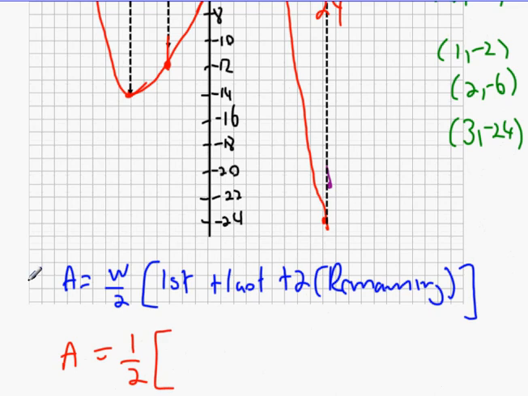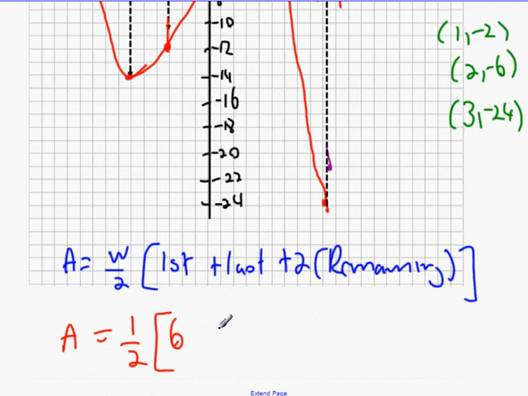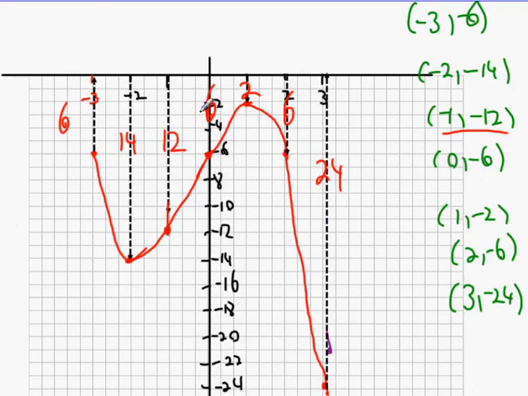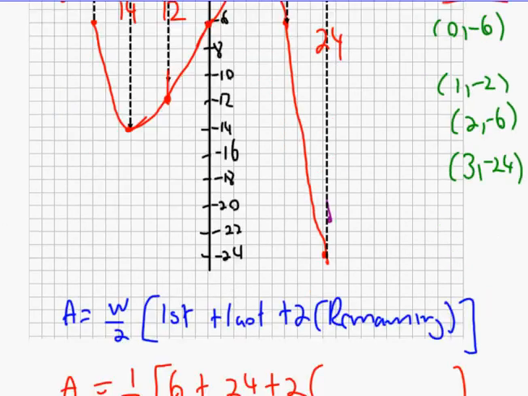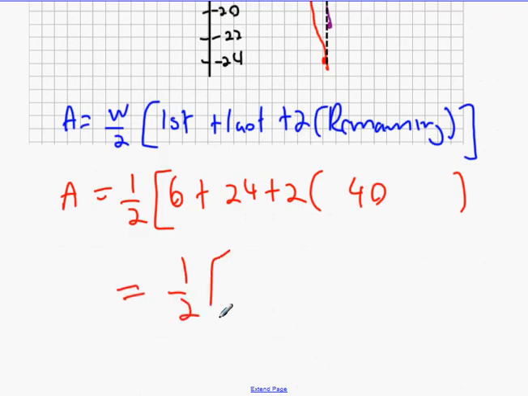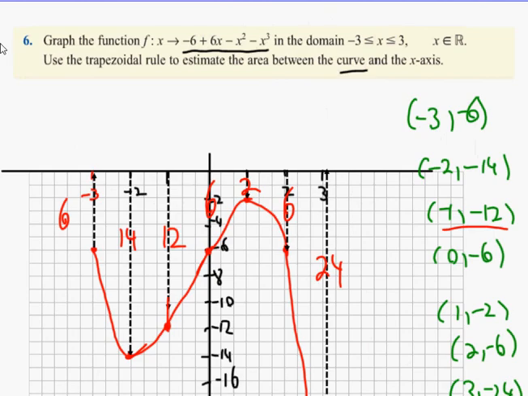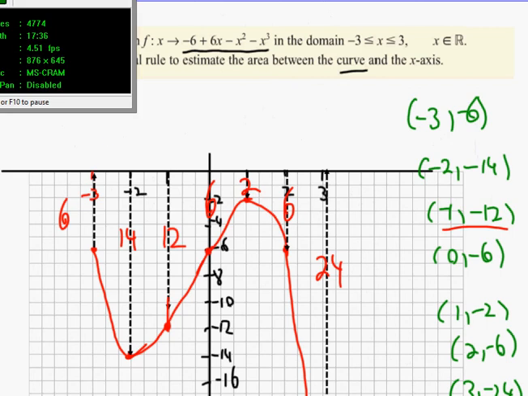Now, 1 over 2. What's the height of your first one? 6. Your height of your last one? 24. 2 times your remaining. You got to add them together. 14 plus 12 is 26. 26 plus 6, 32. 32 plus 2, 34. 34 plus 6, 40. Now, it's going to be a half of 2 plus 24 is 30. 2 times 40 is 80. A half of 110 equals 55. Okay, so that's 55.